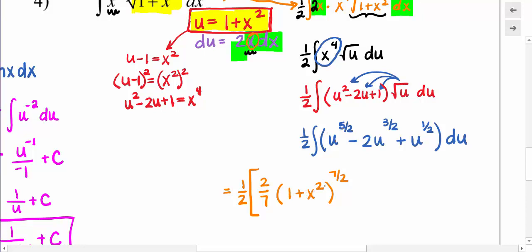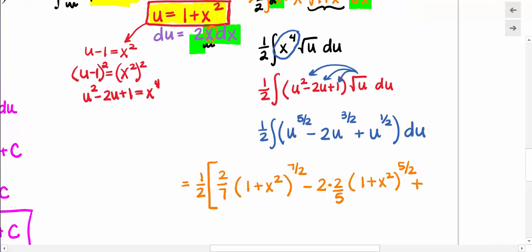If this is too much, you do not have to do it all in one step here. Minus 2, I'm going to leave a little bit of space, put a parenthesis for my base, add 1 to your exponent. That would be 5/2. So I'm going to multiply this by 2/5, and my u is 1 plus x squared. And then plus, leave a little bit of space, again, my base. Now it'll be add 1 to my exponent to the 3/2, and multiply by 2/3, and my u, or base, was 1 plus x squared, all plus c.